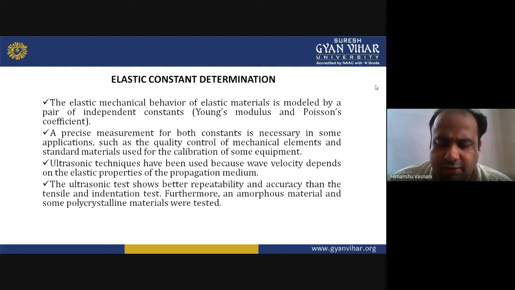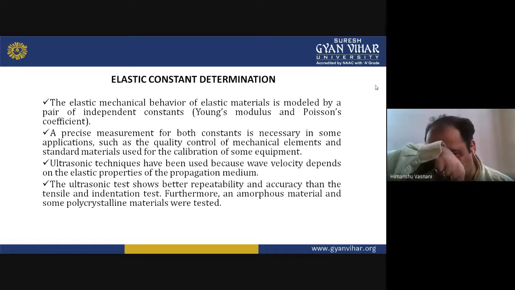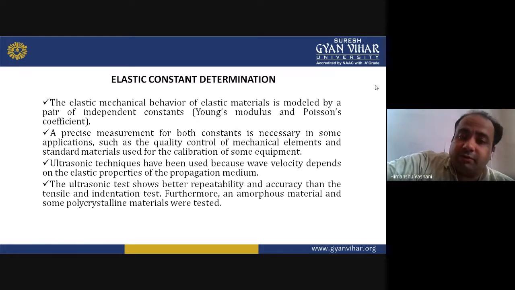Now, the elastic constant determination. This is a very important thing. Here they are saying that the elastic mechanical behavior of an elastic material is modeled by a pair of independent constants, like Young's modulus and Poisson's coefficient. The precise measurement of both constants is necessary in some applications, such as quality control of mechanical elements and standard materials used for the calibration of some equipment.